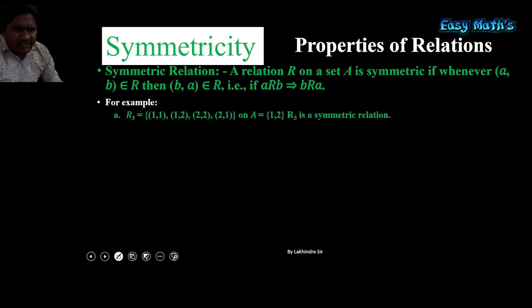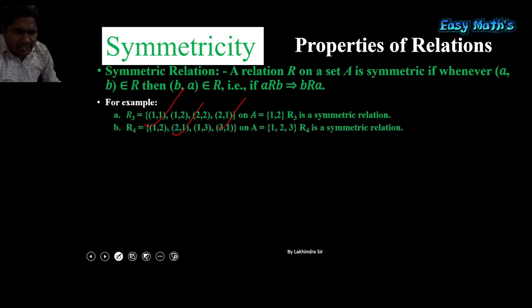We say that R3 is equal to {(1,1), (1,2), (2,1), (2,2)}. So what is happening here is that 1 is related to 1, again 1 is related to 1, 1 is related to 2 and 2 is related to 1. So these are making A to B and B to A. That's why this is a symmetric relation example.